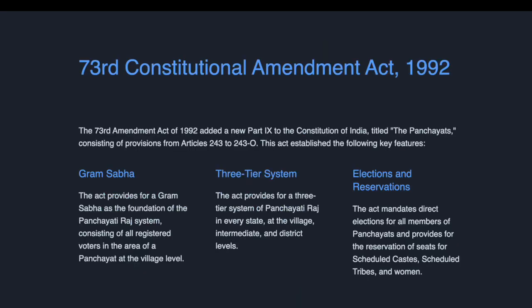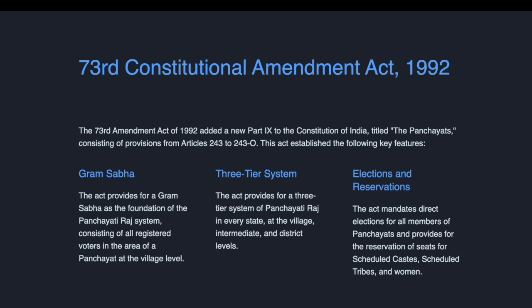Now, these were all formalized through the 73rd Constitutional Amendment Act in 1992. The 73rd Amendment Act of 1992 added a new Part 9 to the Constitution of India, titled the Panchayats, consisting of provisions from Article 243 to 243O. The Act established the following key features. The first was Gram Sabha.